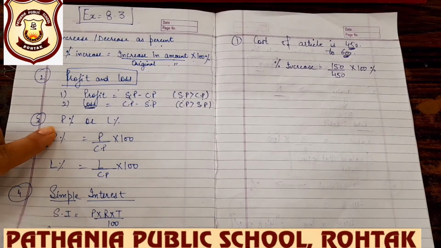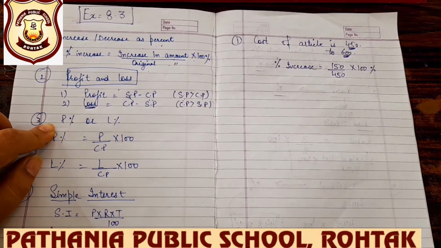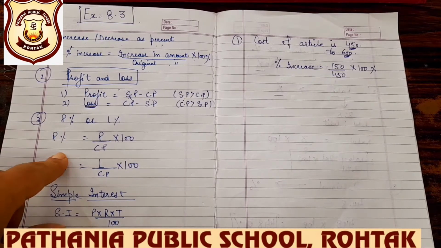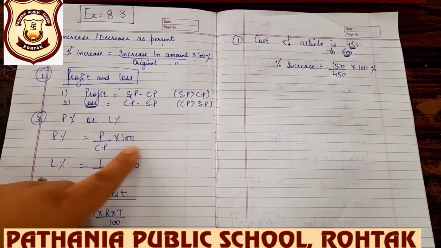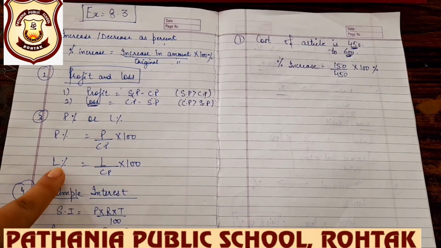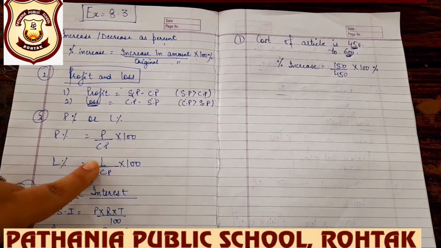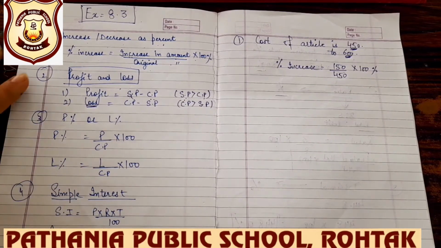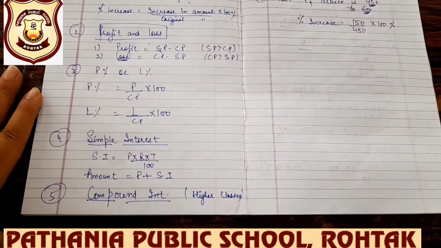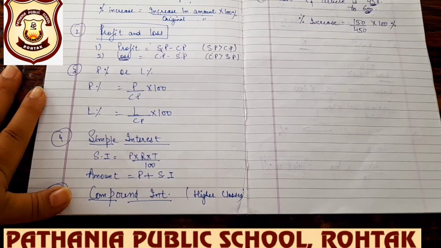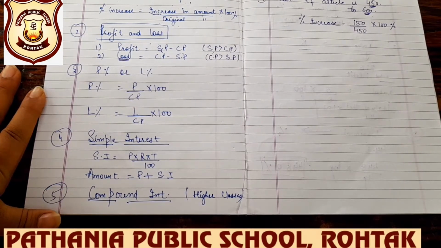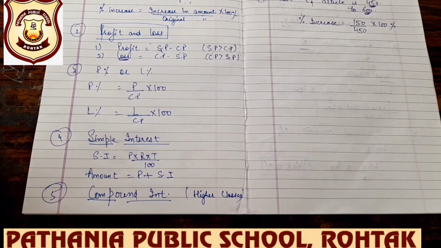Now how to find profit percent or loss percent? The formula for profit percent is profit upon CP into 100. In the same way, formula to find loss percent is loss upon CP into 100. Now next thing is simple interest and compound interest. Compound interest you will study in further classes. So in higher classes you will study about compound interest. But I am telling you what is simple interest and what is compound interest.